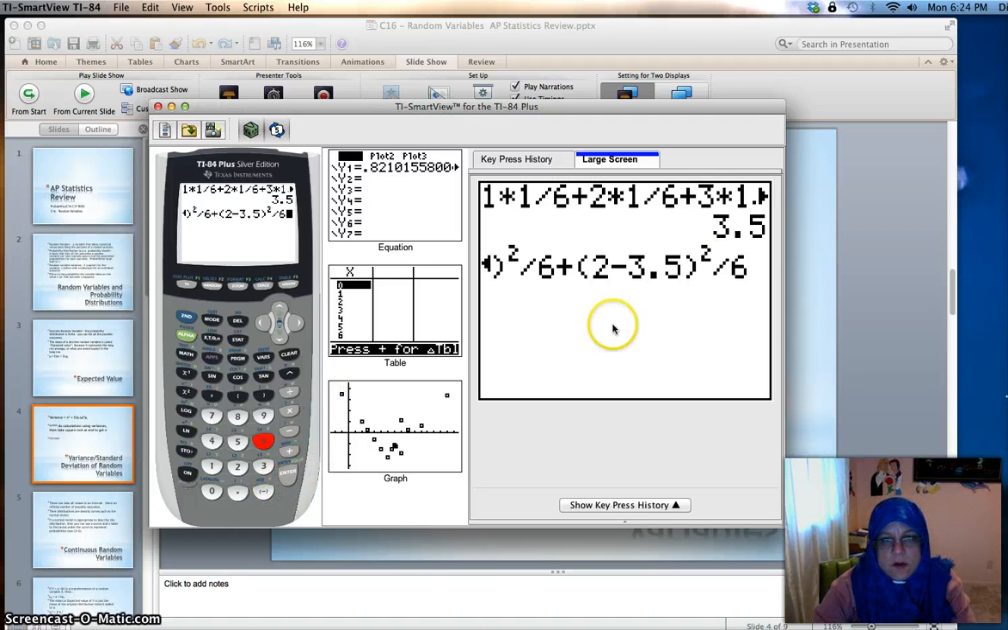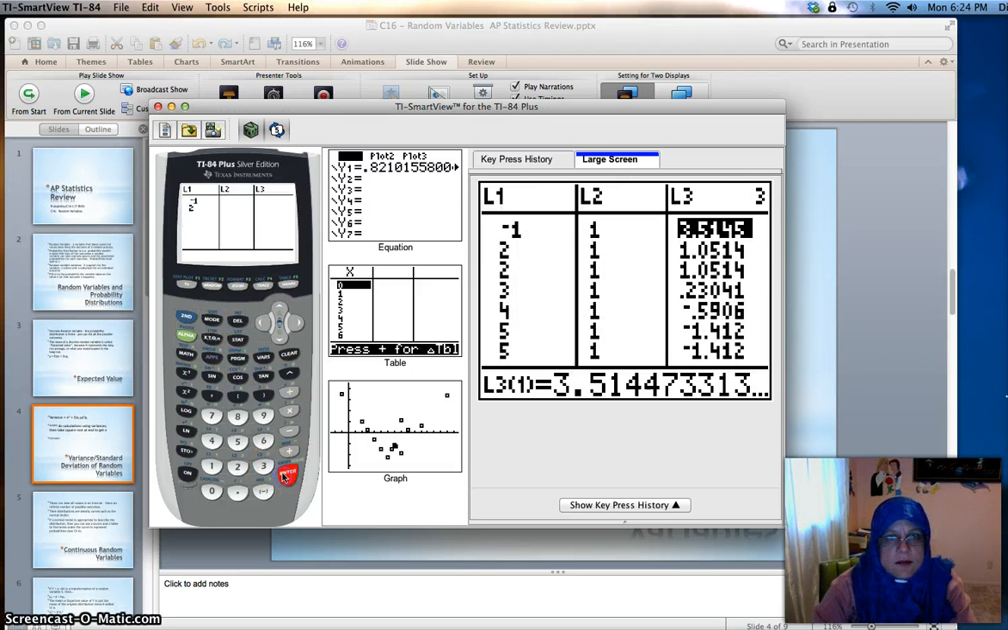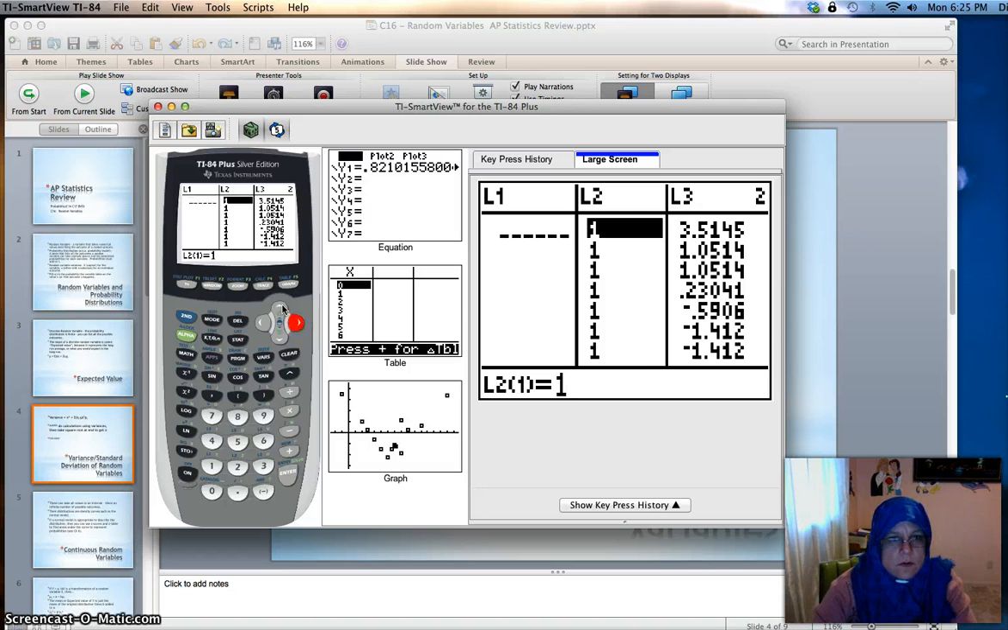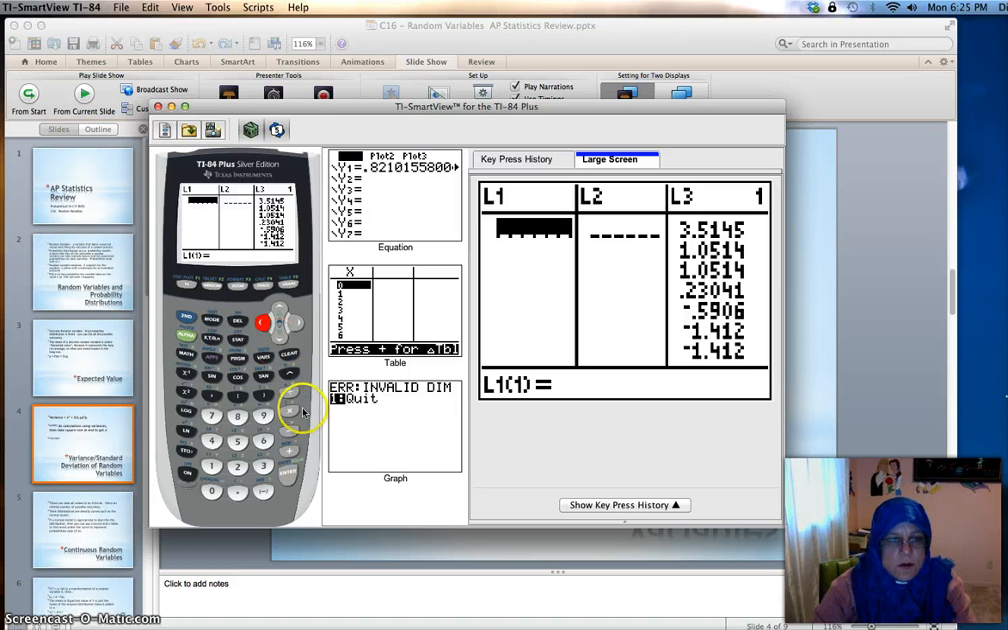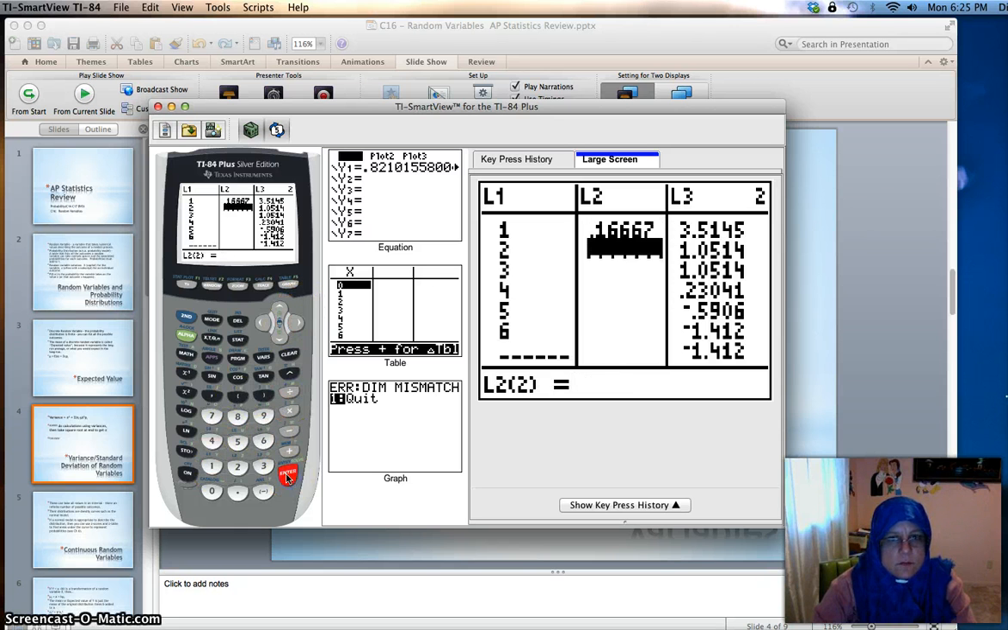Okay, so I can go through and do that whole thing, and then I'll have the variance, take the square root, and I'll have the standard deviation. There is a shortcut, and that is to put the data into lists in your calculator. Clear, enter, clear, enter. Okay, so we will put the different outcomes in list 1, and the corresponding probabilities in list 2.